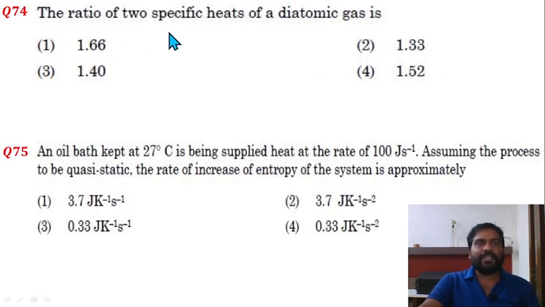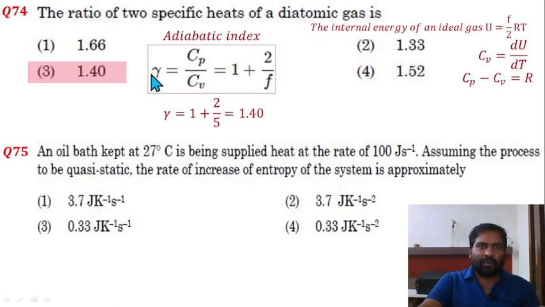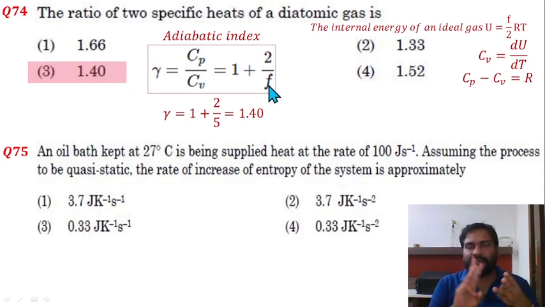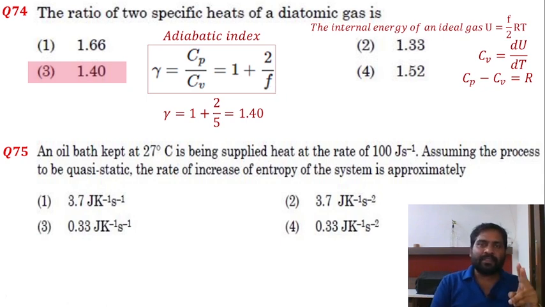Question 74. The ratio of two specific heats of a diatomic gas is... The ratio of specific heats gamma equals Cp by Cv equals 1 plus 2 by F, where F is the degree of freedom. Gamma is also known as the adiabatic index. In this case F equals 5 degrees of freedom, 3 translational and 2 rotational, and after calculation 1 plus 2 by 5 equals 1.4. This is correct, option 3.